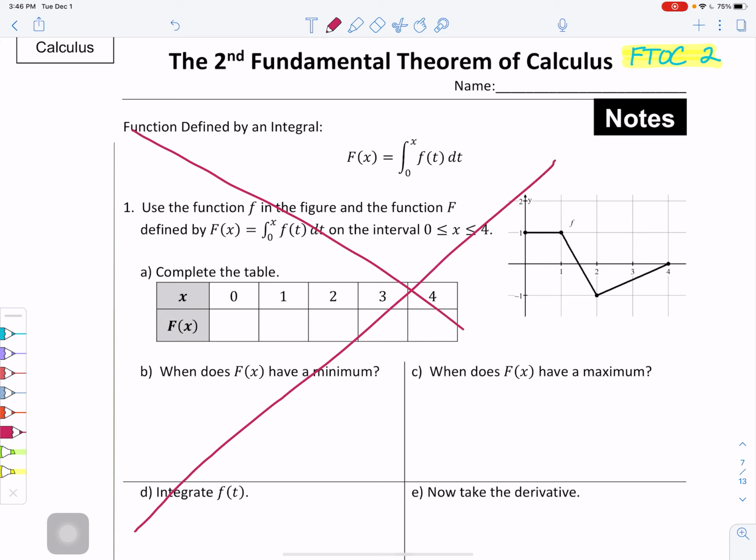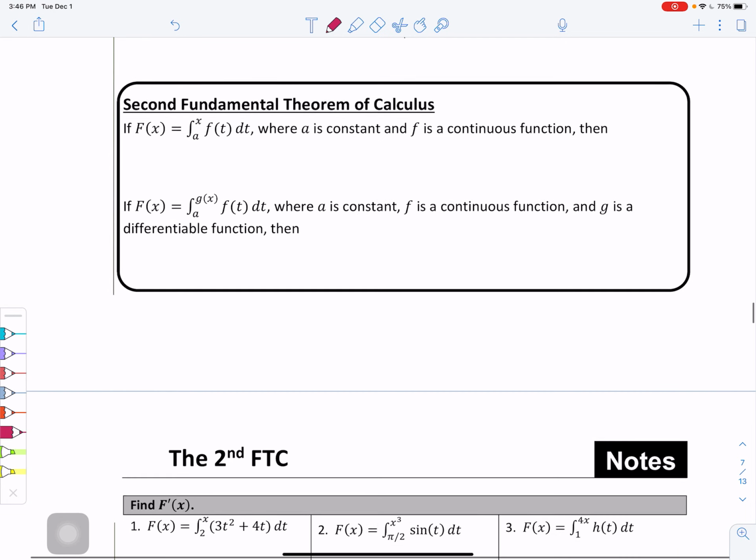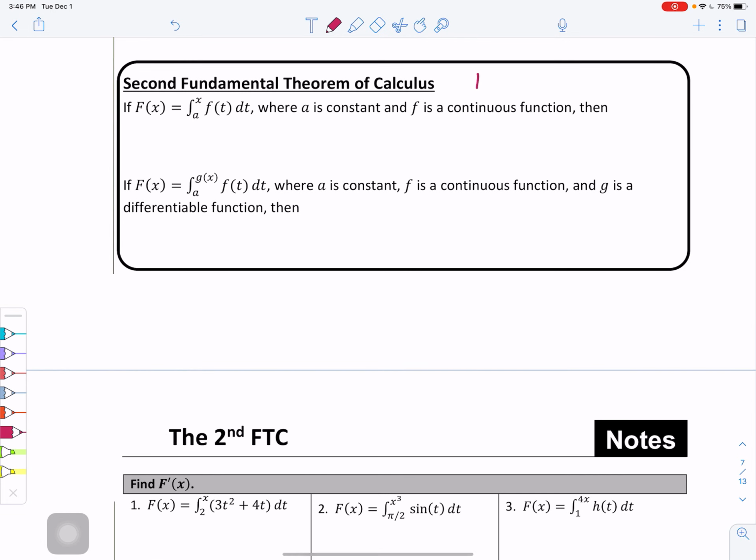Okay? What I would like to do right now is omit this. I know you're probably shocked. You've never seen me do that. And let's go straight to FTOC2, which is what we said. FTOC2. Now, it is very straightforward, and so I'm just going to define this just like this.